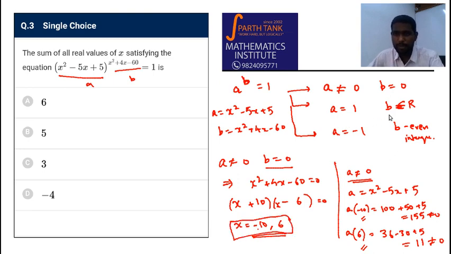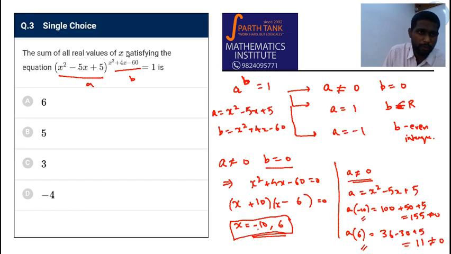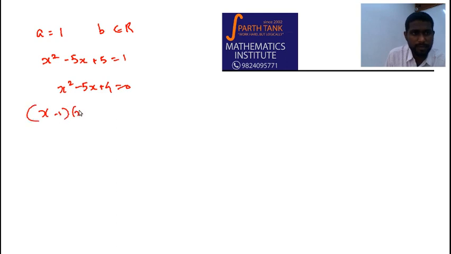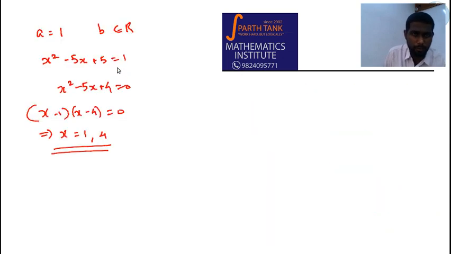A is 1 and b is a real number. When a is 1 and b is a real number, see, b is always going to be a real number, there's no doubt in that. So only a is 1. A is 1 gives x squared minus 5x plus 4 is 0, or x minus 1 into x minus 4 is 0, which implies x can be 1 or 4. For x is 1 or 4, this is going to be real number, so no worries at all. So both are valid values.